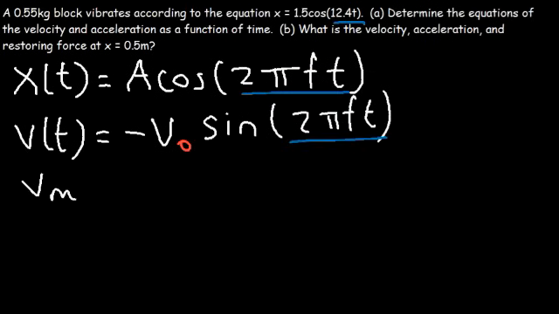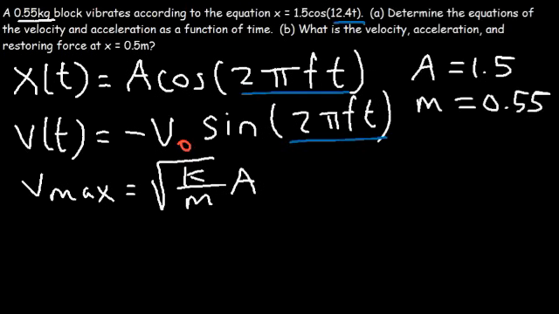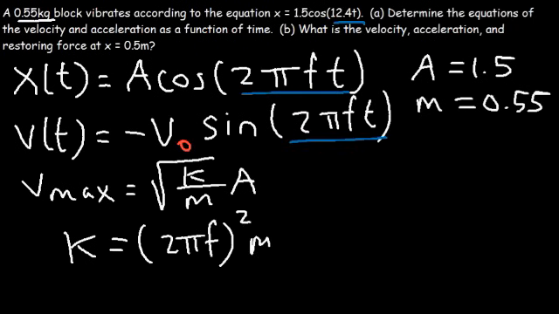Now vmax is equal to the square root of k divided by m times A. We know that the amplitude is the number in front of cosine, which is 1.5. We know the mass, it's 0.55. The only thing that we're missing is the spring constant k, which we can find using this equation, 2 pi f squared times the mass. So we've got to find the frequency. 12.4t is equal to 2 pi f t, which means that 2 pi f is 12.4. So therefore the frequency is 12.4 divided by 2 pi.